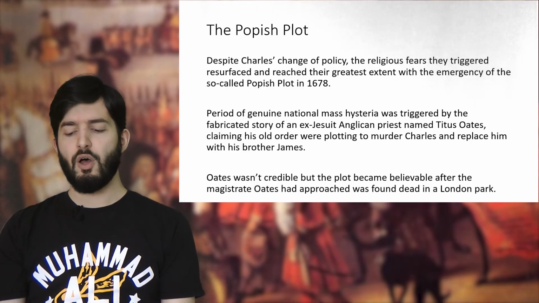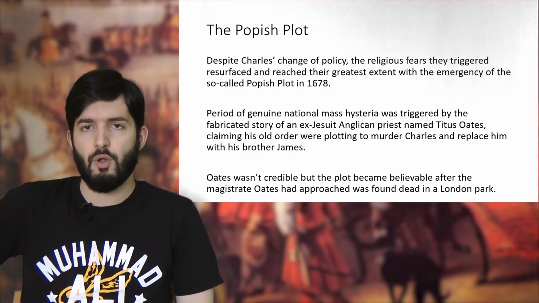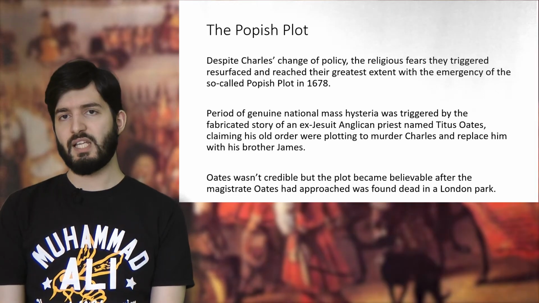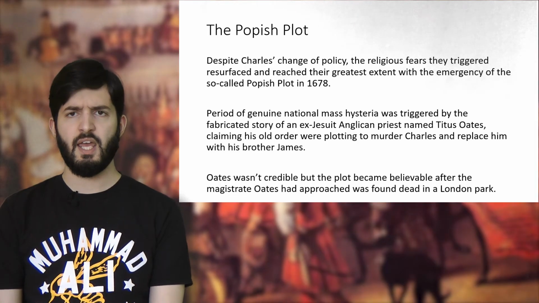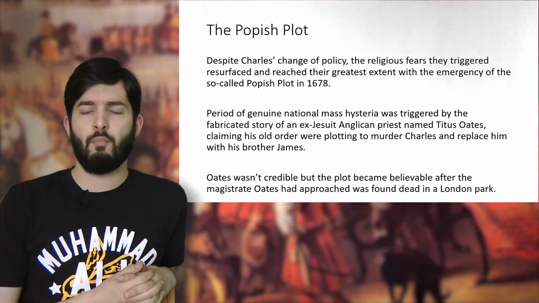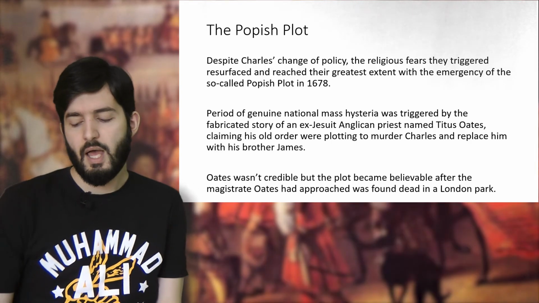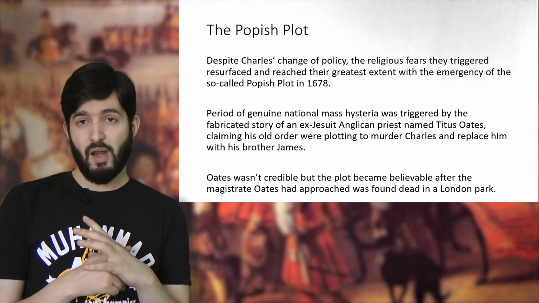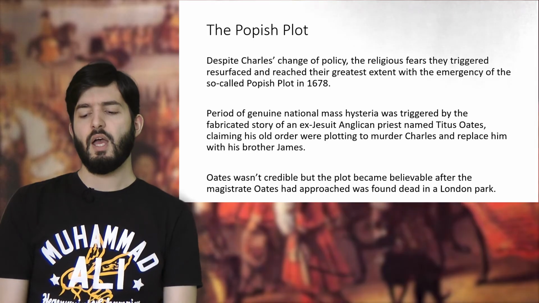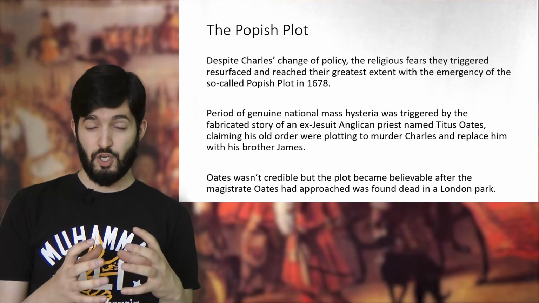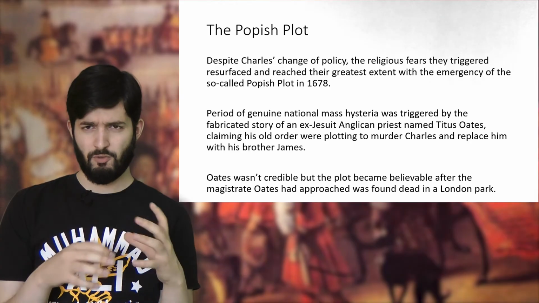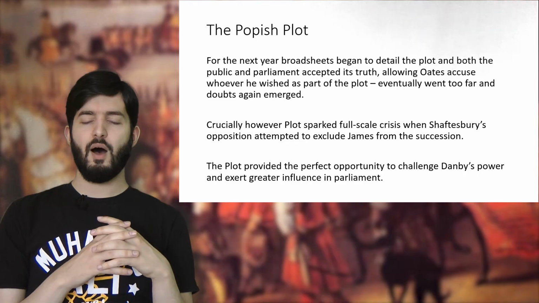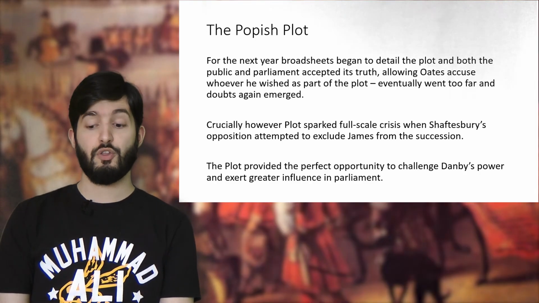Initially it isn't really believed, but the plot gains credibility and becomes more believable after the magistrate that he initially informs of this plot is mysteriously found dead in a London park. And so suddenly this man's crazy plot seems a lot more plausible. In response to that, you get mass hysteria breaking out and the public believing in this plot as a whole. And so for the next year, the broadsheets begin to detail the plot in various publications and stories of what it actually involved. And both the public and Parliament accept as a fact the truth of this story.